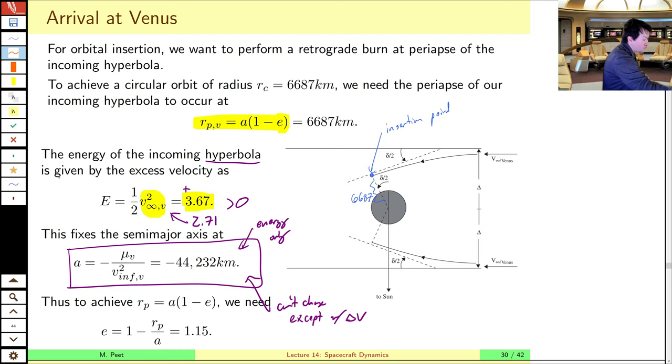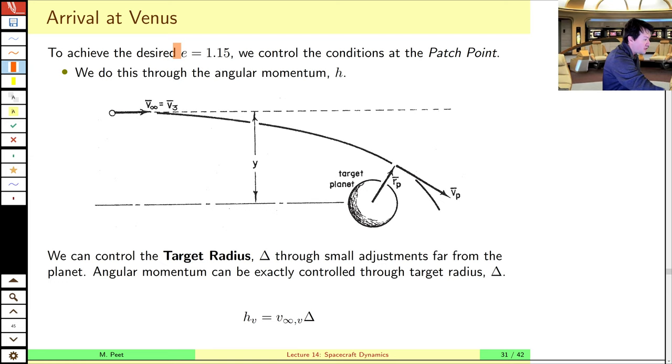So how can we then get our desired radius of perigee? Well, we can play with eccentricity. We can change that without delta V. How, you may ask? We'll come back to that. So we just calculate our desired eccentricity of 1.15 to achieve our desired periapsis. So how do we get that eccentricity of 1.15? We do that by controlling the geometry at the patch point.